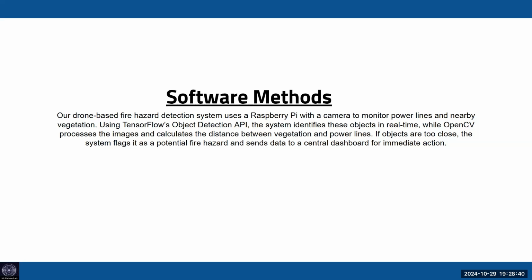Specifically for object detection, we're going to be using TensorFlow and the Object Detection API, where our system identifies critical objects such as power lines and nearby vegetation. A pre-trained model fine-tuned for vegetation and power line detection is deployed onto the Raspberry Pi, and TensorFlow's optimized models for edge devices enable our system to run efficiently on limited hardware while maintaining high accuracy.